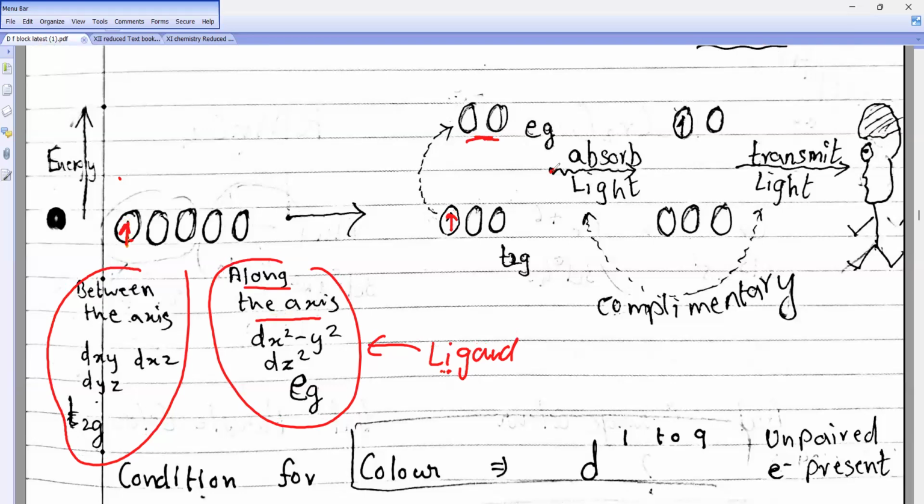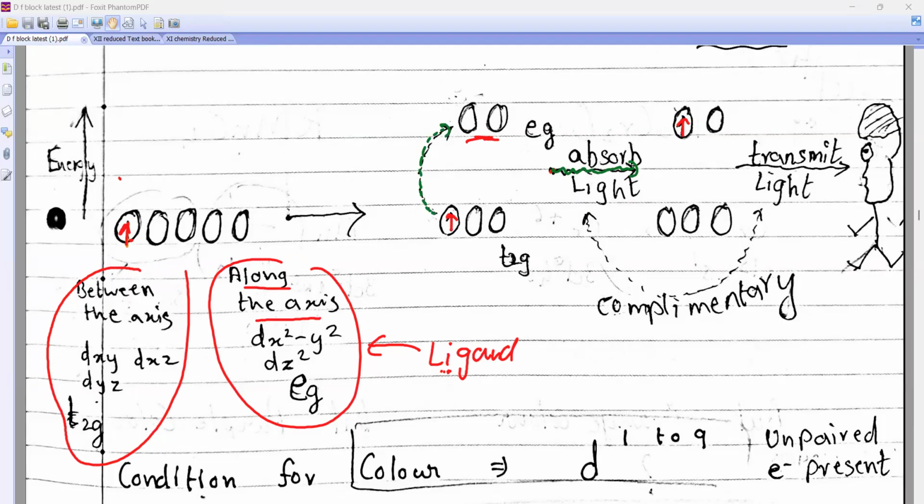It will absorb light. If it absorbs light, what will happen to this electron? The electron will absorb light. So from the lower state, it will jump to which state, beta? Higher state. Once it goes into the higher state, it becomes unstable. It again wants to come back to its normal state.